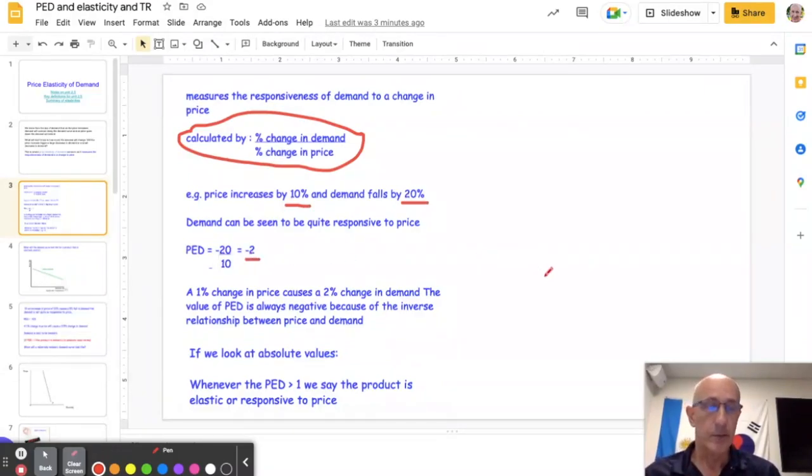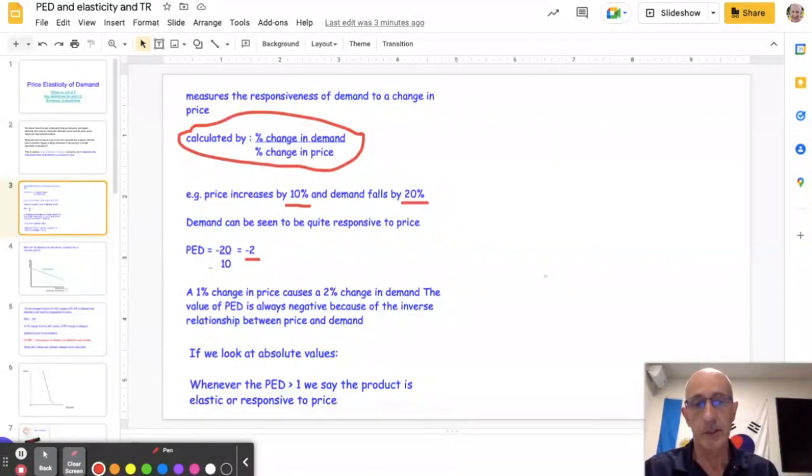Or you might be given the numbers as the price goes up from $10 to $11 and demand falls subsequently, and you need to substitute those numbers in and work out the percentage change. Percentage change is just the change in the two numbers divided by the original number, multiplied by 100.